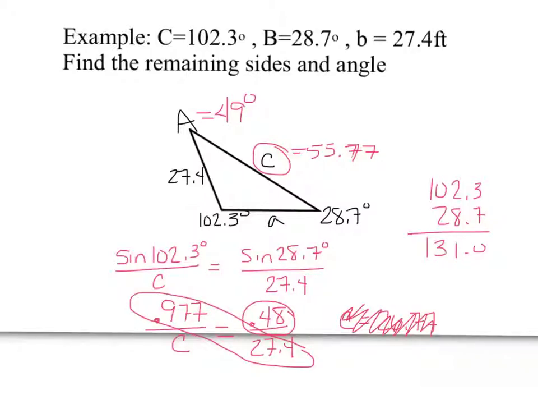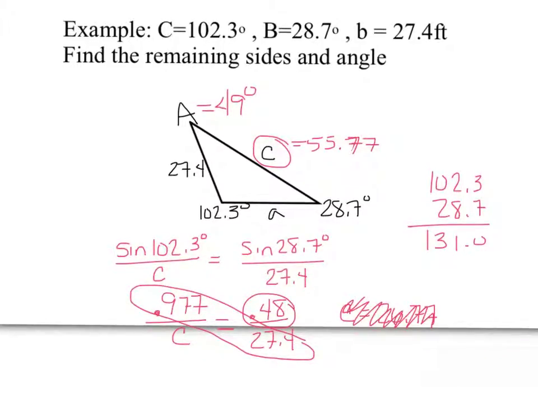Okay, now we still have to find side A. Unfortunately, we can't just subtract from 180 and have it. So instead, we have to do another setup. So now we're going to set up to find side A. Now side A, we can still use this side of our proportion, because that's the same. And I already know that that's 0.48 on top and 27.4 on bottom. Okay, so then for side A, on top, I'm going to use the sine of A, which is 49 degrees, over A.